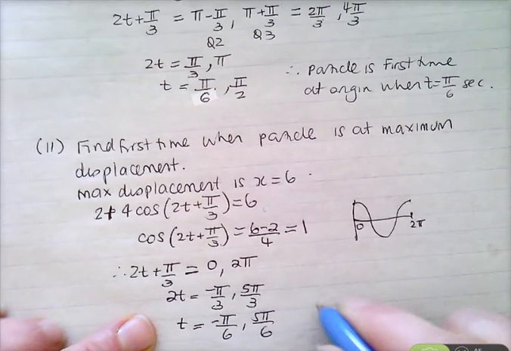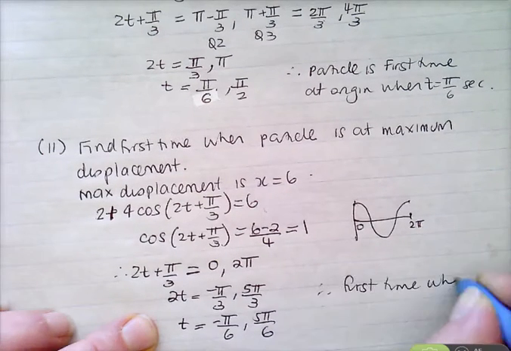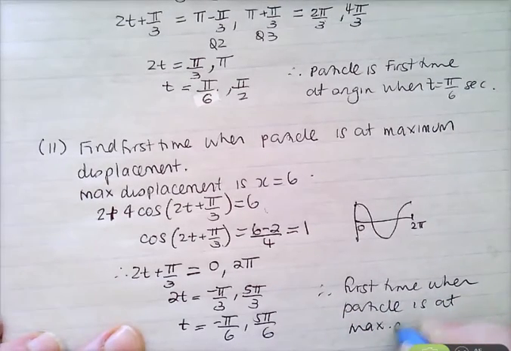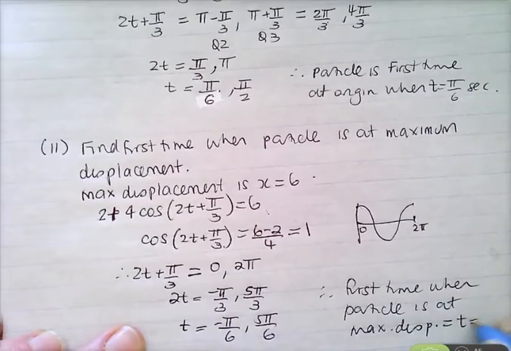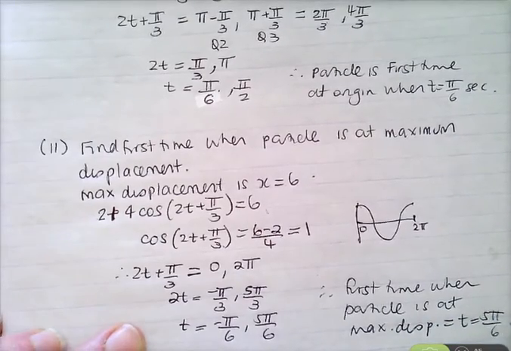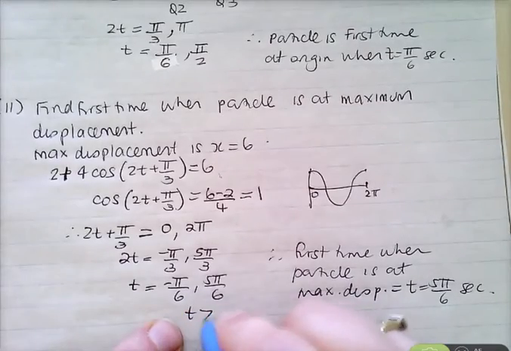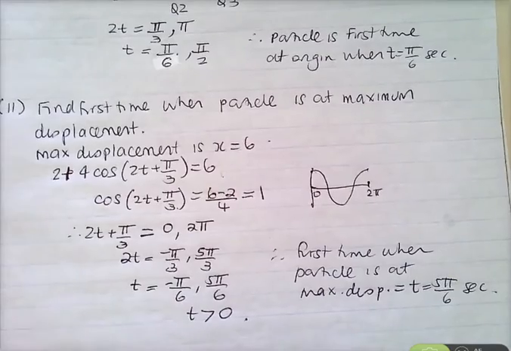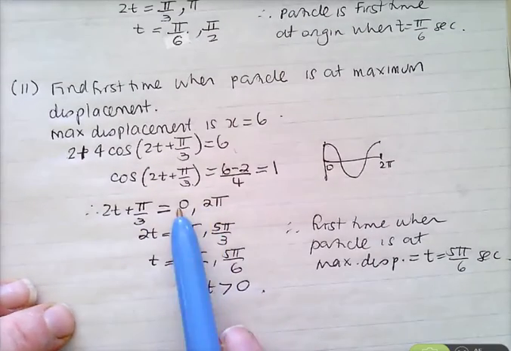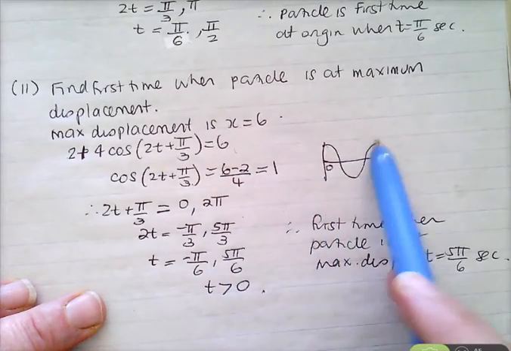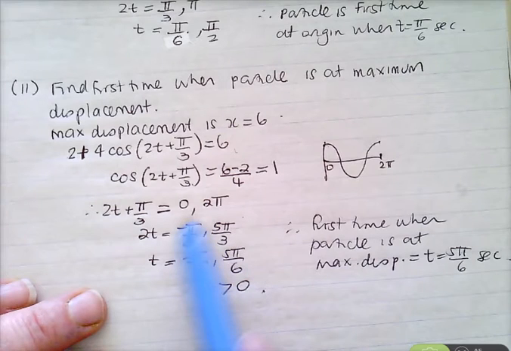So therefore, the first time when the particle is at maximum displacement is time equals 5 pi on 6 seconds, as we saw in the diagram that I just showed you. This is because t must be greater than 0, so it's really important that you do put the 0 and the 2 pi here, because you need to do a full period. Otherwise, you're going to get just a negative pi on 3 as your answer, so you do need the 2 of those. Okay, so that was part 3.